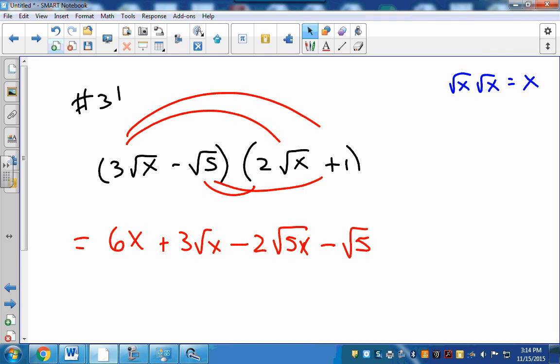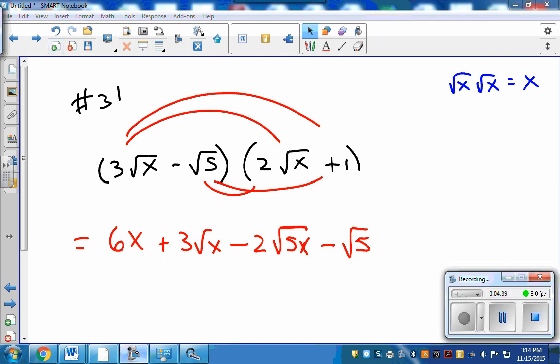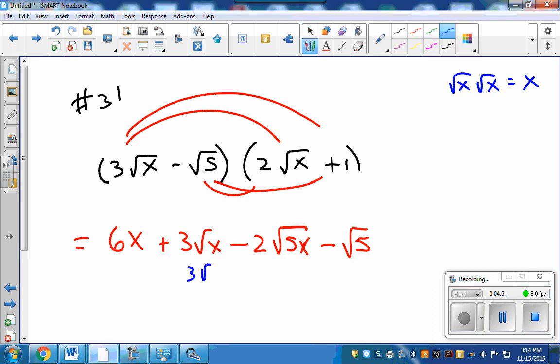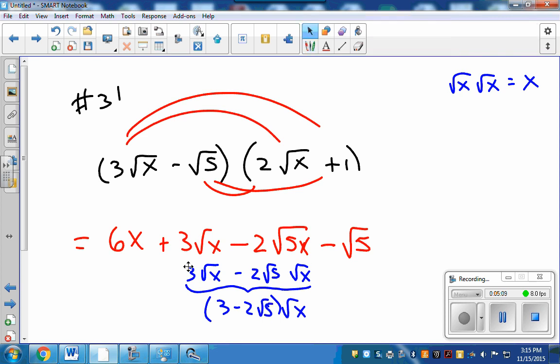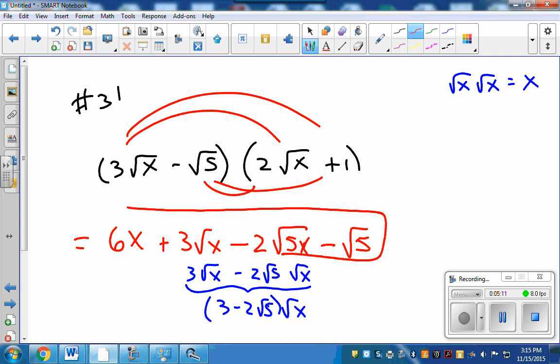Let me pause this and just take a look, see how the back of the book goes. Okay, back again. That's exactly how the author leaves it. I suppose there are some things you could do. For example, this is 3 root x, and you could write this as minus root 5 times root x. And some people might say, well, let's factor out the root x. I'm not sure that's useful at all, and the author doesn't do that. So let's just leave it the way we did, consistent with what's in the back of the book.